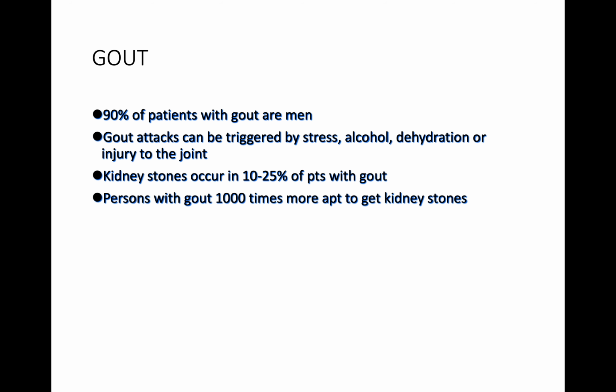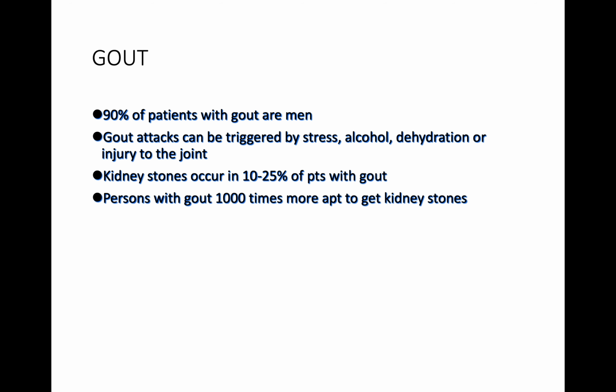They are very different, and the patho of those two are different. Okay, so gout. Let's move on to gout, and this is our final disease entity in this module. 90% of patients with gout are men. Gout attacks can be triggered by stress, alcohol, dehydration, or injury to a joint. Kidney stones occur in 10 to 25% of patients with gout, and we'll talk about that in just a minute. Persons with gout are 1,000 times more apt to get kidney stones.